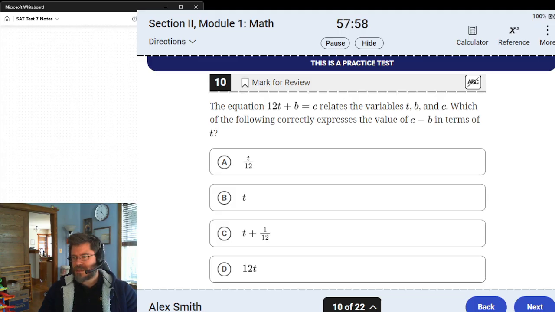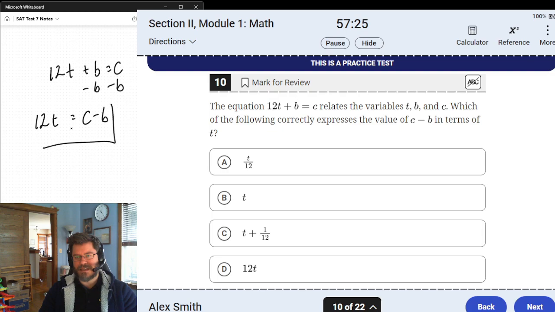Relates the variables t, b, c, which of the following correctly expresses the value c minus b in terms of t. So this is a rearranger. They want it in terms of t, so get t over on one side. They want c minus b in terms of t, so we can do that in one move. If I've got 12t plus b equals c, subtracting b from both sides gets us the target question. 12t equals c minus b. And that's the answer. That's it. We're done.